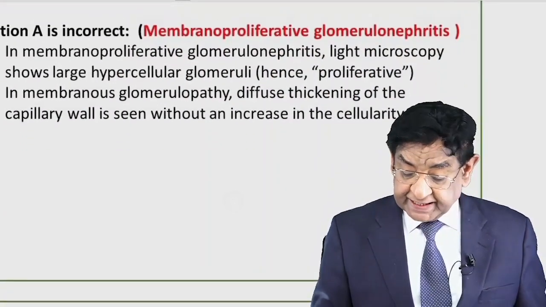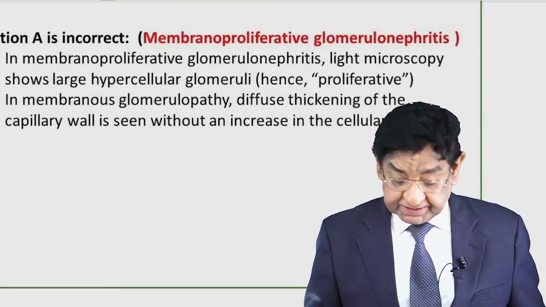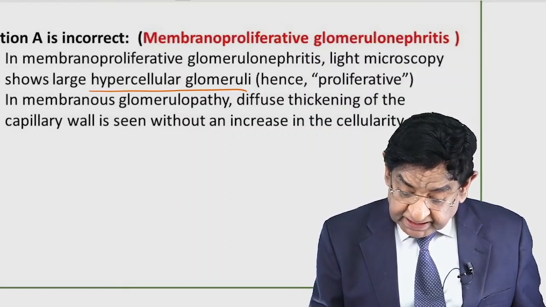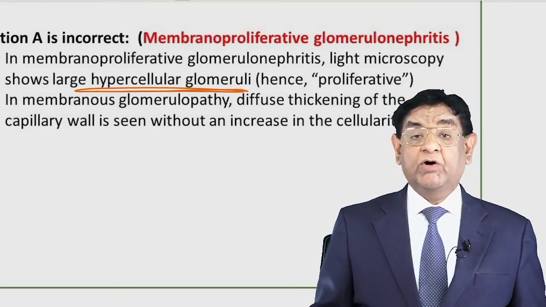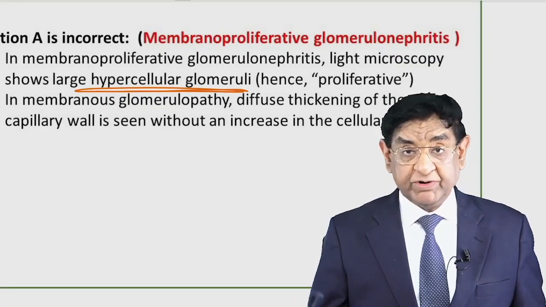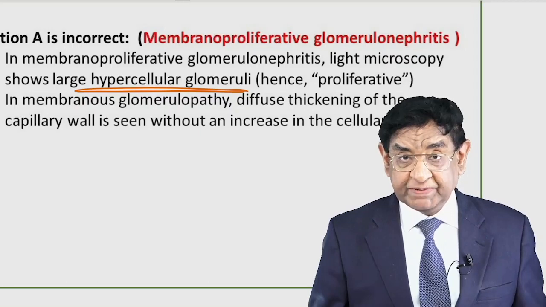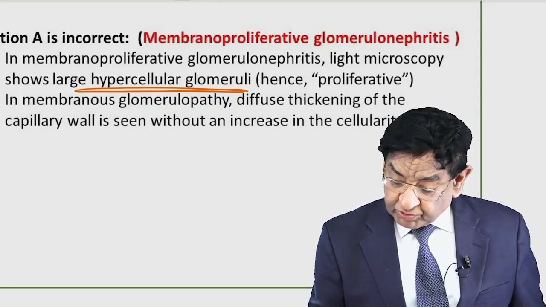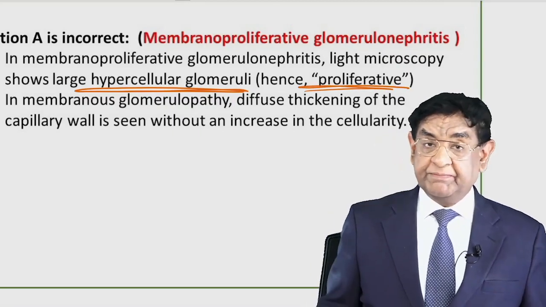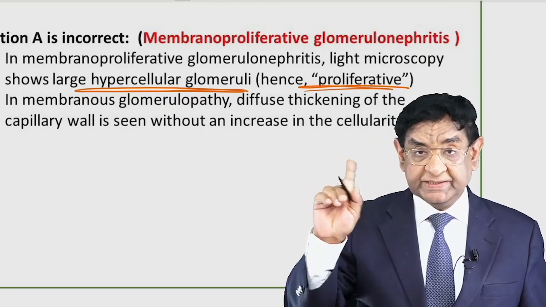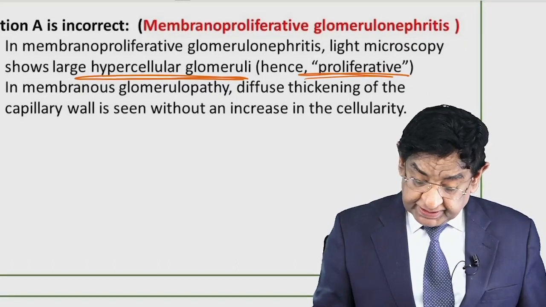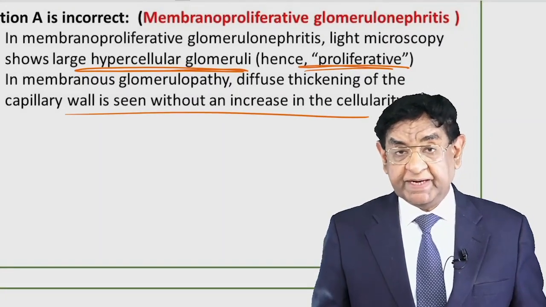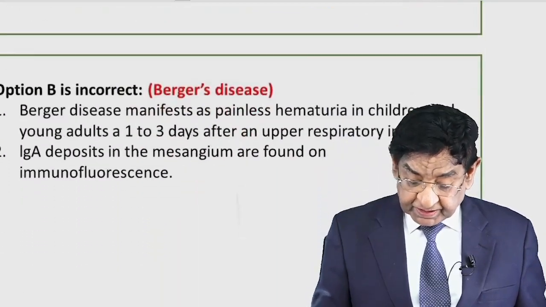What about option A, membranoproliferative glomerulonephritis? In this we get hypercellular glomeruli with a tram-track appearance. I have recorded a separate lecture for MPGN, you can see that also. That's why we call MPGN proliferative. But remember, in membranous there is no increase in cellularity. In membranous, there is thickening of the basement membrane without increase in cellularity.